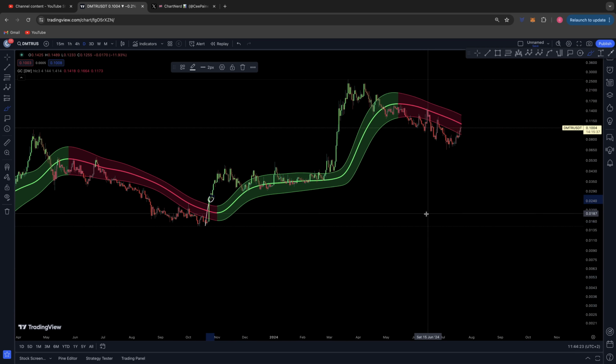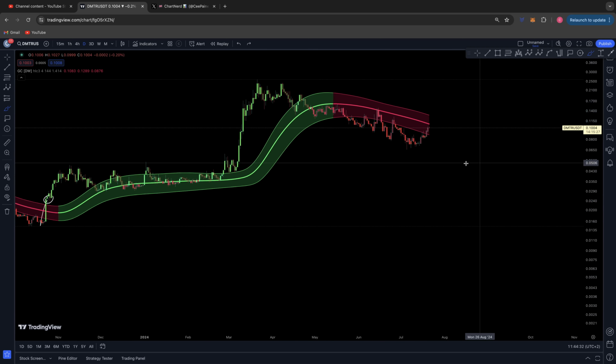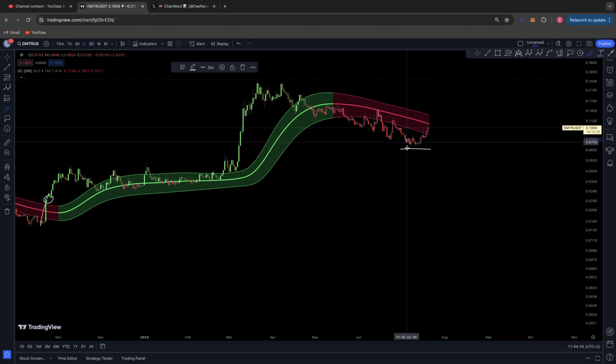So in both instances, we've either seen continuation to the top band of the Gaussian, or we've seen it break out and sort of hold above it. So for a third time in a row, the fact that we have put in this little double bottom structure down here, we have started coming up into the Gaussian.